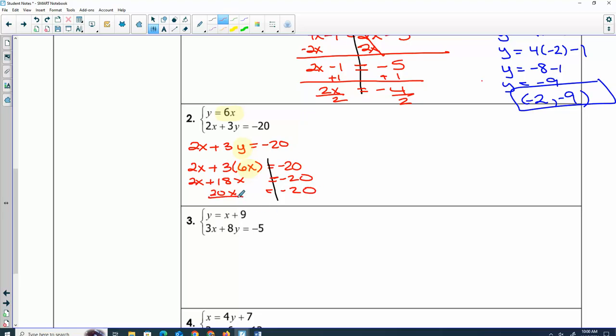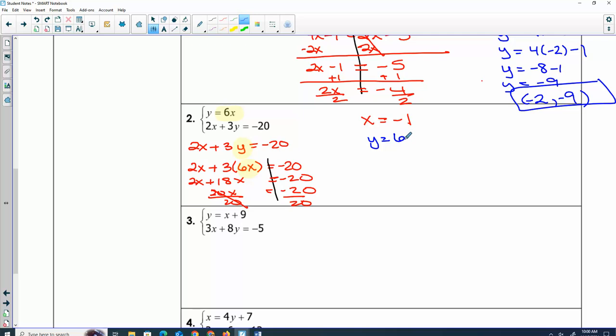So then we divide by 20, and we get x equals negative 1. Once you have x, we can put that back into either equation. I'm just going to go with the first one.